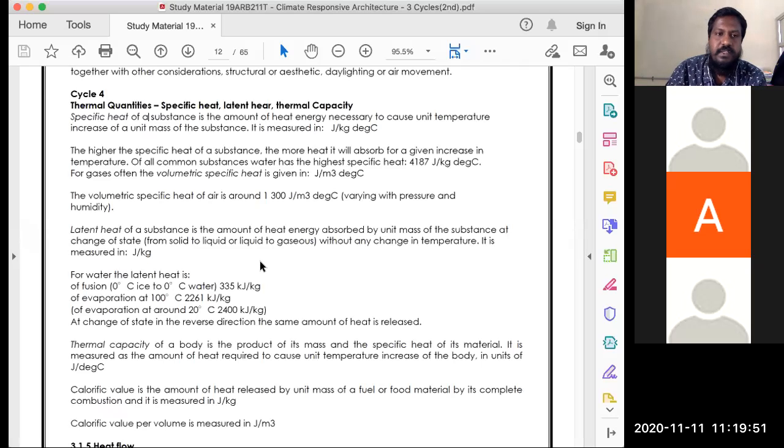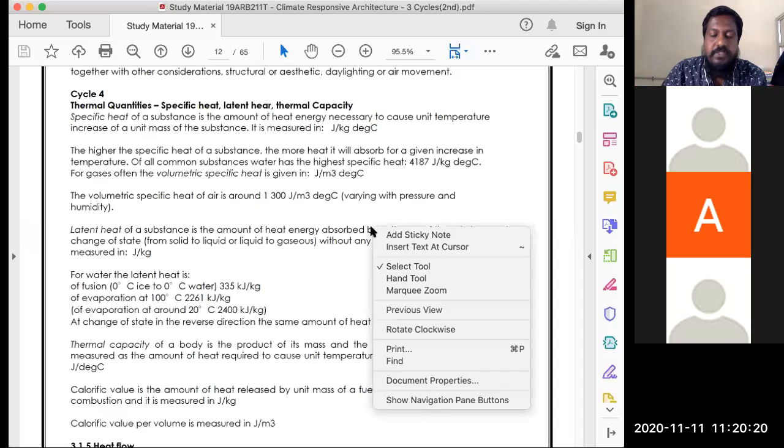Understand what these concepts are, then we can go on to the detail, because these are a few things which you just need to know superficially, whereas the later part on conductivity, resistivity and transmittance is what you need to know in much more depth. Now, what is latent heat? Latent heat of a substance is the amount of heat energy absorbed by unit mass of a substance at change of state without any change in temperature.